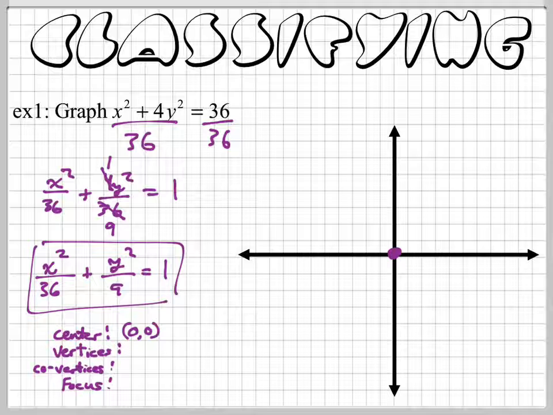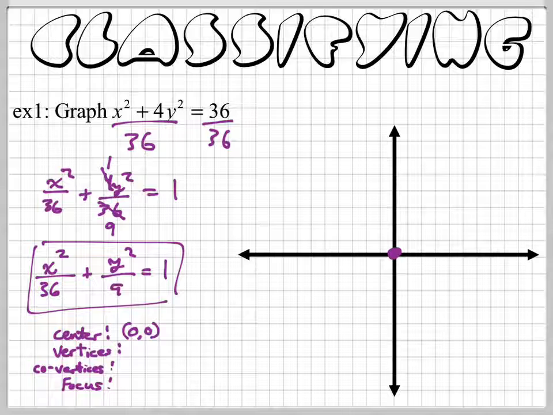For our vertices, we need to find the major axis. Which one of these is the major, the 36 or the 9? Well, because it's an ellipse, we look at the bigger number, and that's going to be our major axis. So we start at the center, and we count 6 spaces. Which way: up, down, left, or right?